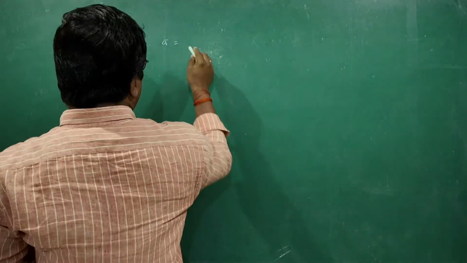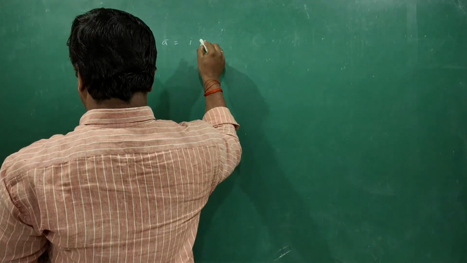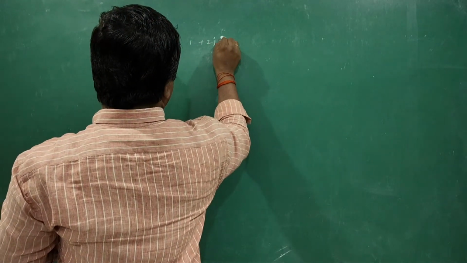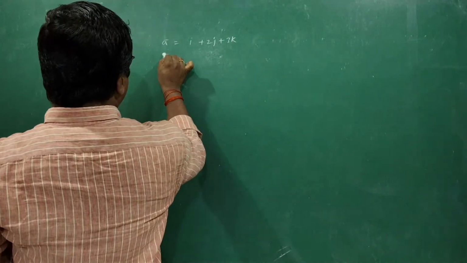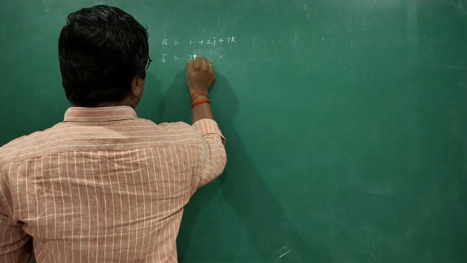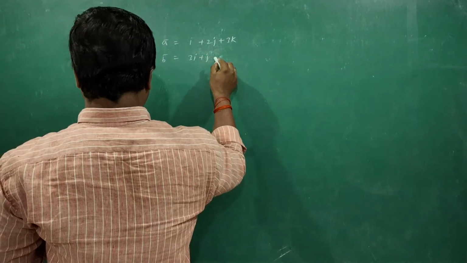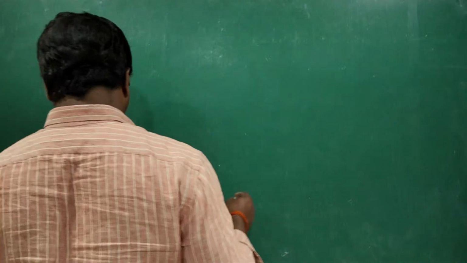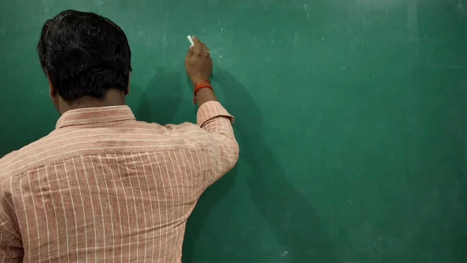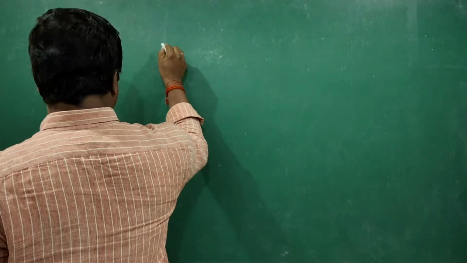The question is, A bar is i plus 2j plus 3k, and B bar is given as 3i plus j minus k. Next, there is a question from the topic areas. Every session consists one question from the topic areas.